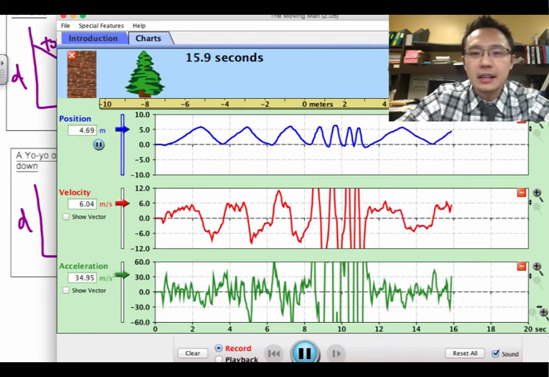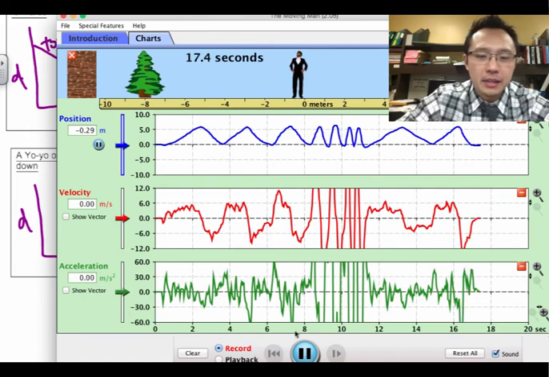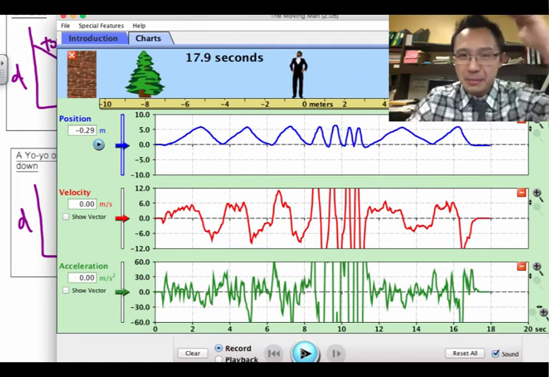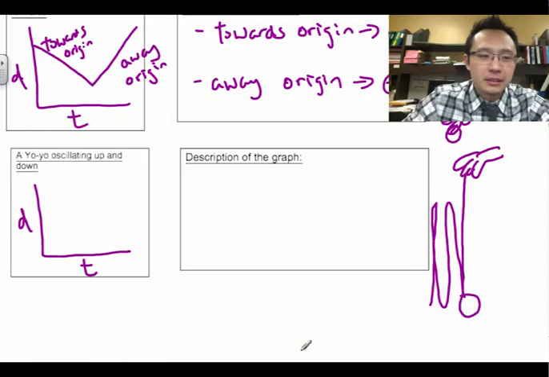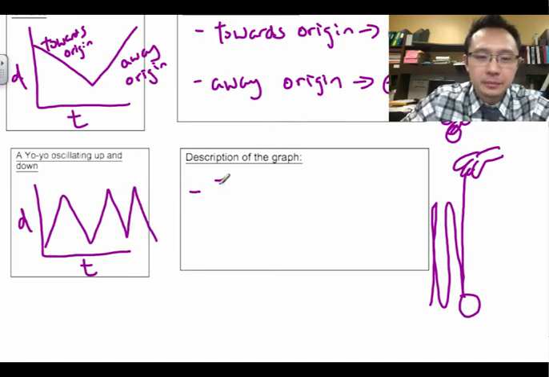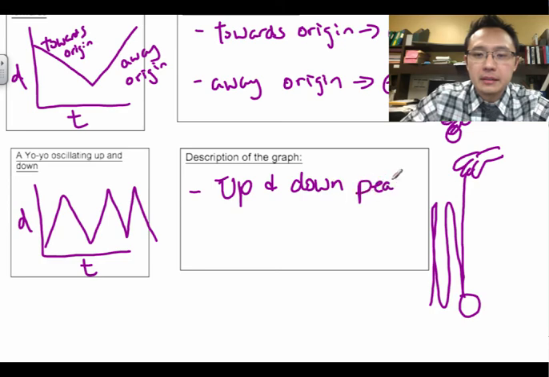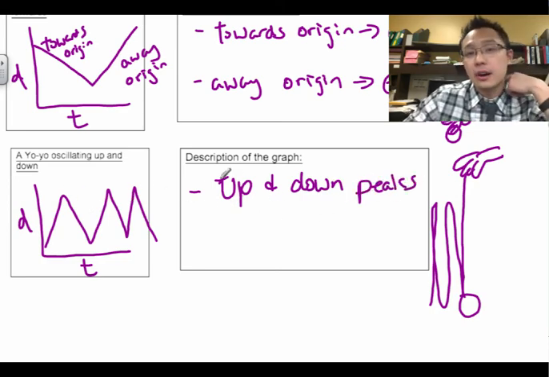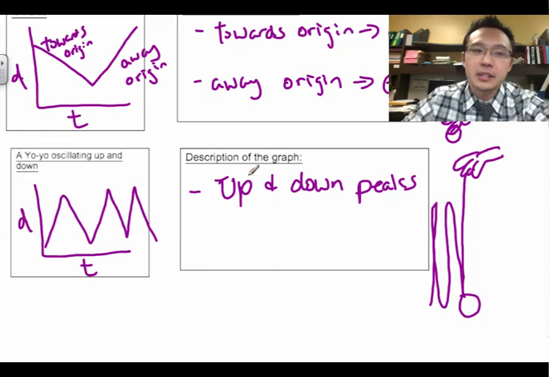So you can see that as it oscillates, it looks like one of those EKGs going up and down, like your heart monitor. So in a yo-yo that's oscillating, we notice that this is going to go away from origin, come back towards origin, go up, back down, and up and down, like a bunch of mountain peaks. So you can see you have up and down peaks. That's your yo-yo oscillating up and down. So that's your displacement time graph.